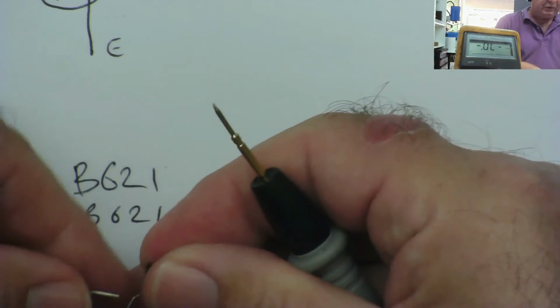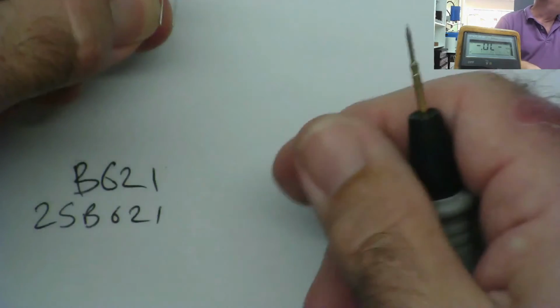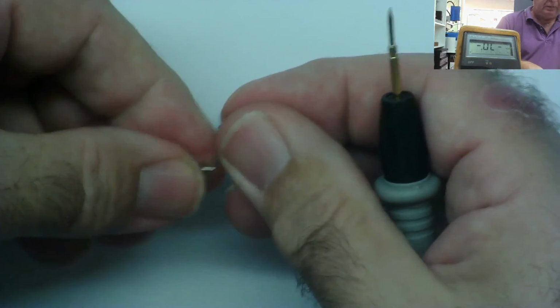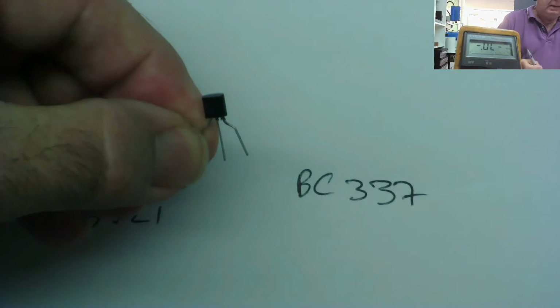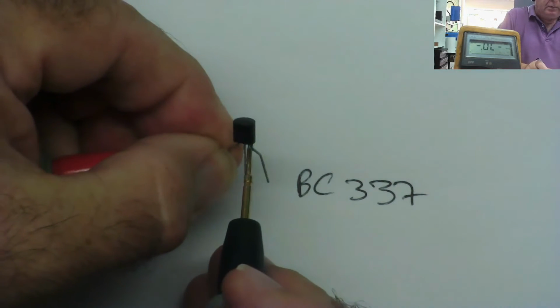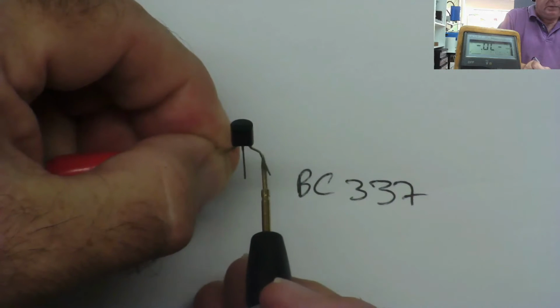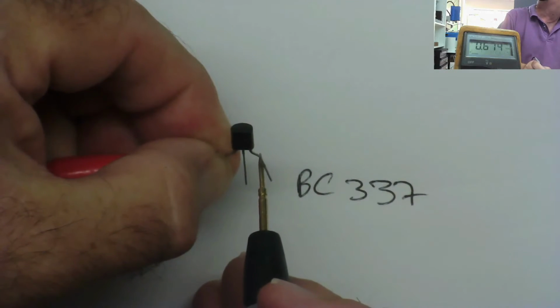So we'll put the positive on the pin at this end, yeah? Just by random, I've now got the positive on this pin, yeah? We're going to put the negative on the middle one. There's nothing there, yeah? We go to this end one. We have something.